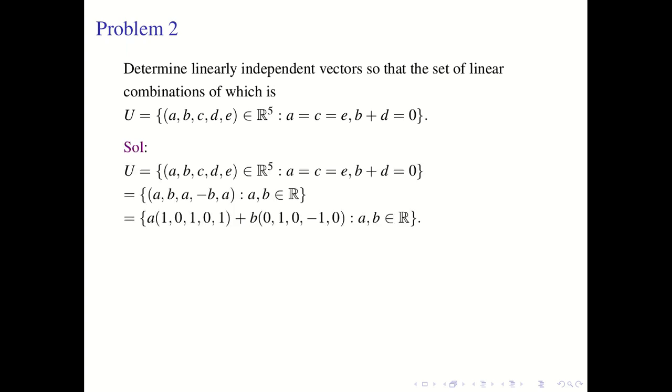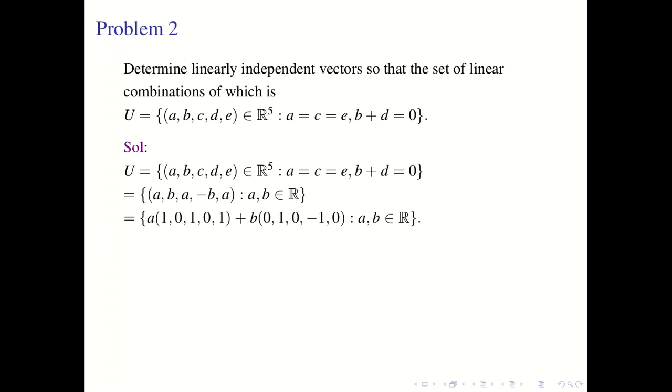So first let us write U in an appropriate form. U, I can write as (a, b, c, d, e) with the property that a equal to c equal to e and b plus d is 0. So now instead of c and e I write a, and instead of d I write minus b. Therefore U can be written as (a, b, a, -b, a), with a, b varying over the whole of R.